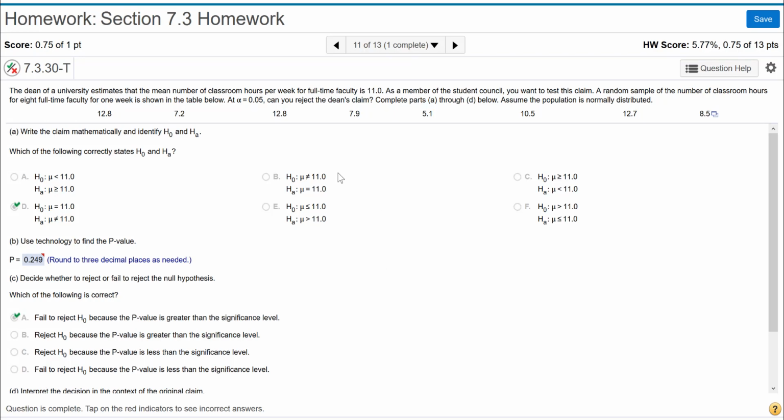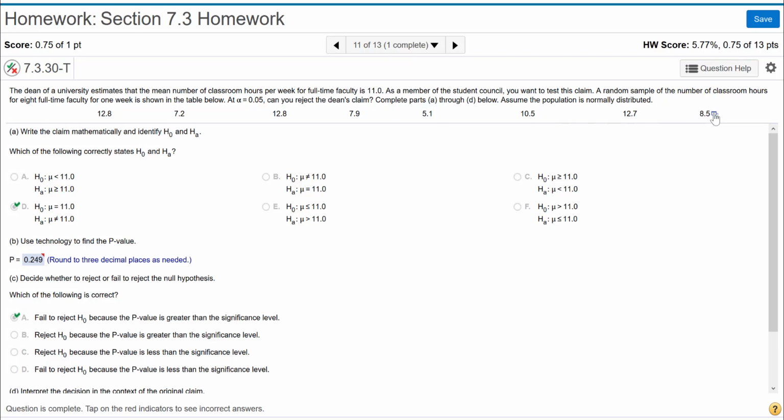So first things first, which one are we going to select? We're not going to use less than or greater than, none of those. So A gets debunked, E is gone, C is gone, F is gone. So the only real difference is between B and D. And so remember, the claim by the dean is that mu is actually 11 hours. So we say mu is 11 hours, that's the null hypothesis. The alternative hypothesis is saying it's not 11, so D would be the correct answer here.